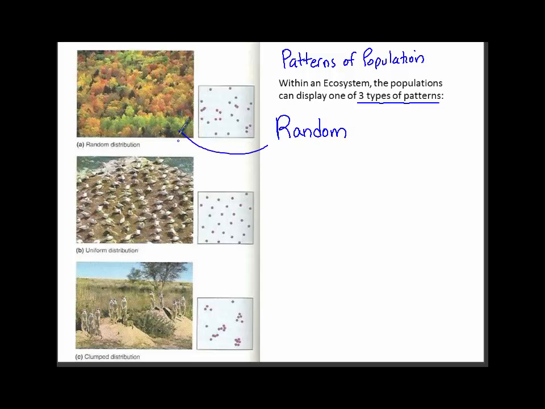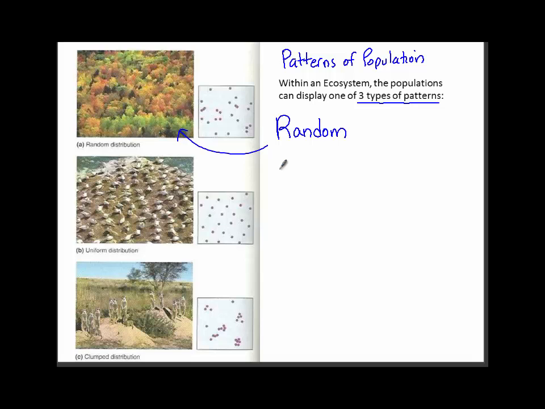Looking over here, we have an example of a forest with oak, maple, and beech trees, various types of trees, but they're all randomly dispersed. There's no order or no pattern. It's a random pattern. There is a pattern, it's random.